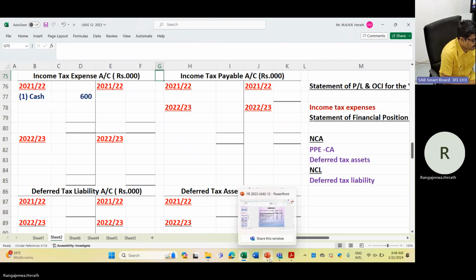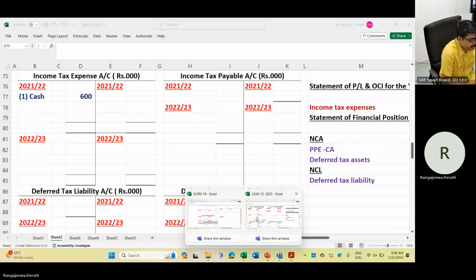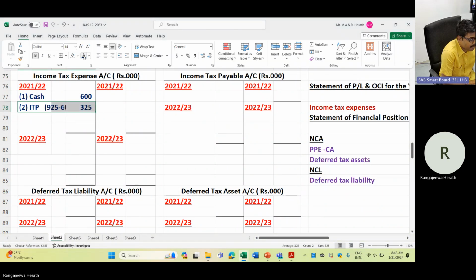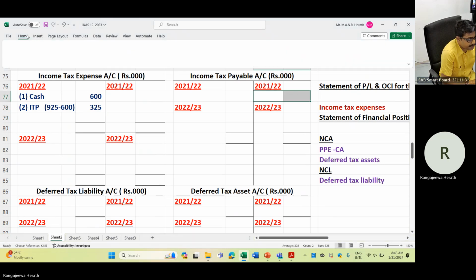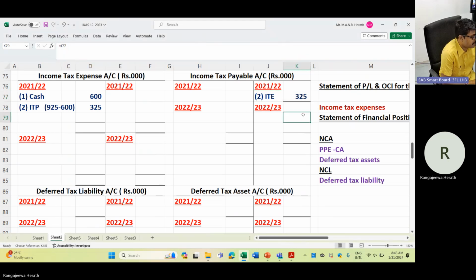Then you are given the total income tax liability, 925 for the year. Out of 925, we have already paid 600. So 325 payable. That you get debit tax expense, credit income tax payable. Income tax expense debit, tax payable credit. Okay.